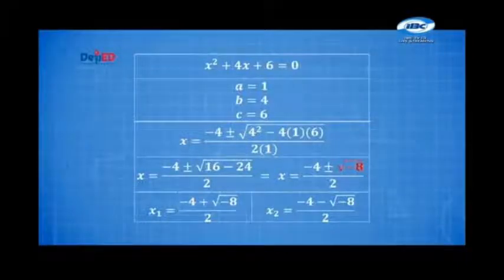In this case, since we can combine real and imaginary numbers, we don't need to do anything to solve for x. So we take negative 4 plus the square root of negative 8 all over 2 and negative 4 minus the square root of negative 8 all over 2 as the roots of the equation of the form that doesn't use the imaginary unit I.